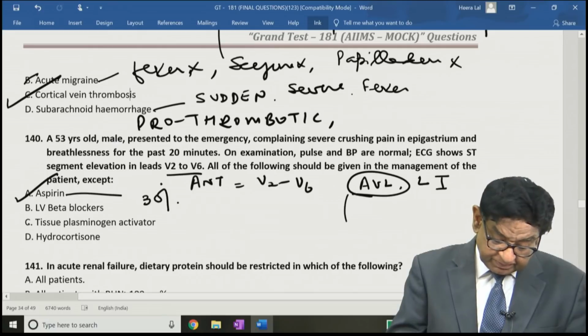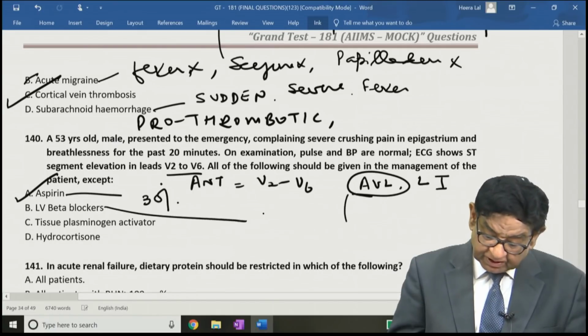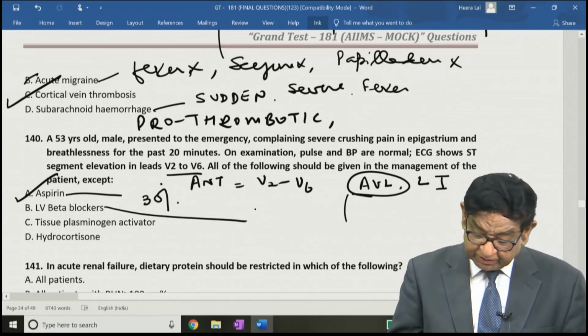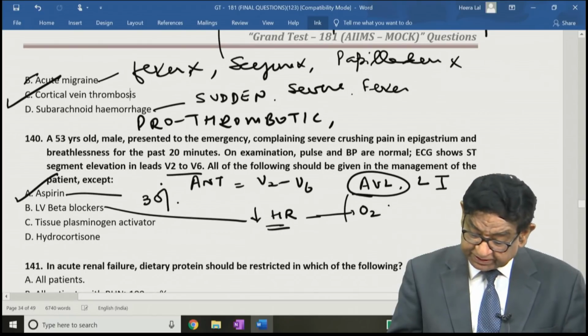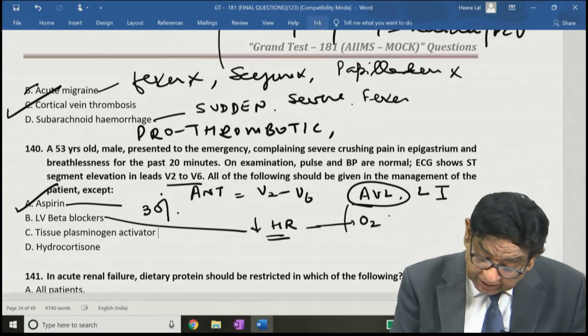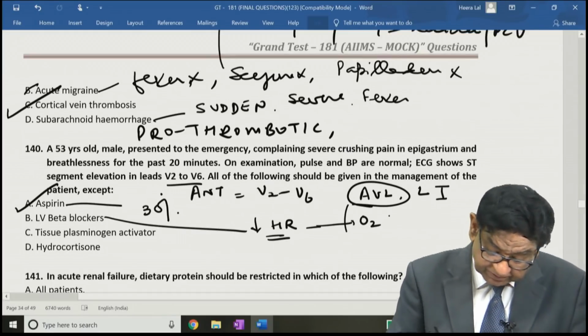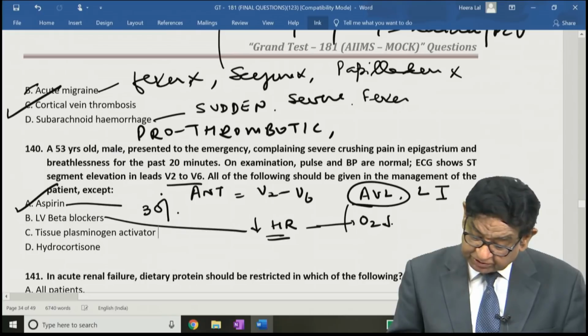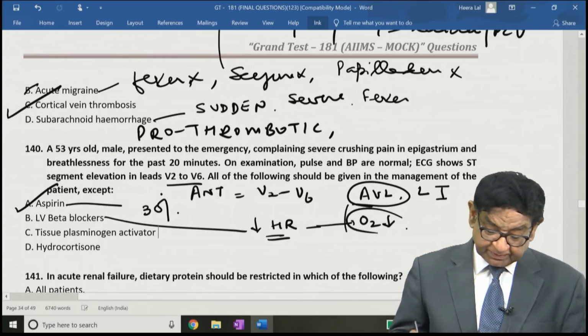We give beta blockers. Why? What's the role of beta blockers? They reduce the heart rate, they will reduce oxygen demand. Oxygen demand is reduced. Okay? Well, already in an MI case the oxygen supply is reduced, so the oxygen demand must be reduced, and it must be given.